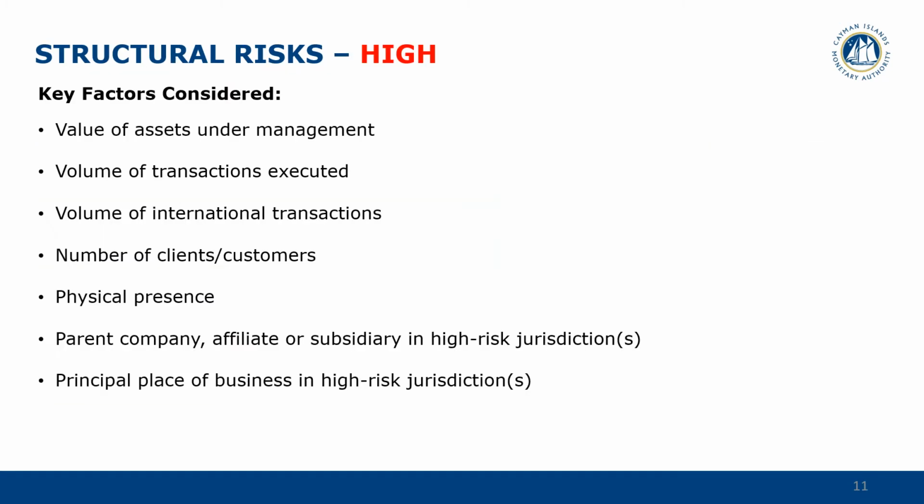So what factors were considered when we first looked at the structural risks, or the nature, size and complexity of the sector? Well, the key factors considered were: the value of assets under management, the volume of transactions executed, volume of international transactions, the number of clients and customers, physical presence or not of the entity in the jurisdiction, equally location of parent company, affiliates, subsidiaries, were they in high-risk jurisdictions, and where the principal place of business was.